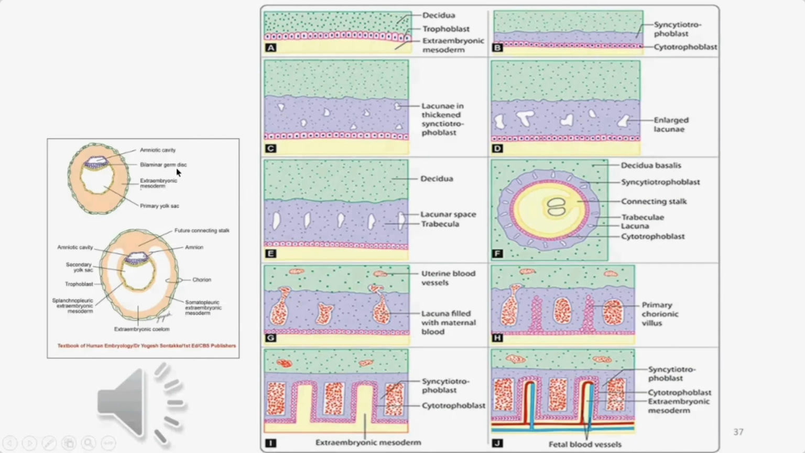Now the formation of the placenta. From where is the placenta formed? Placenta is formed by the chorion. What is chorion? Chorion is the trophoblast and the somatopleuric layer of the extraembryonic mesoderm.